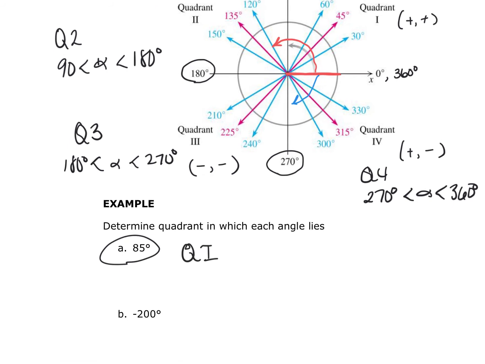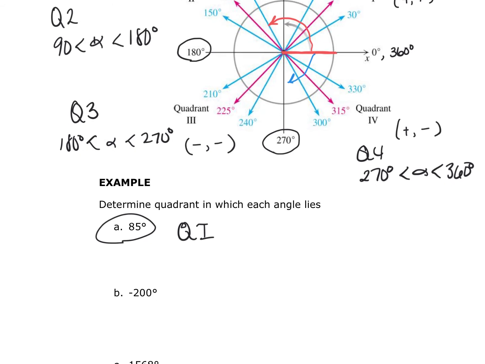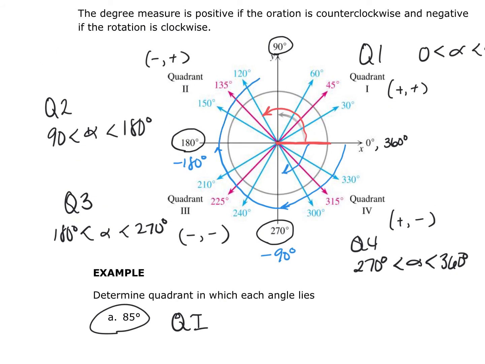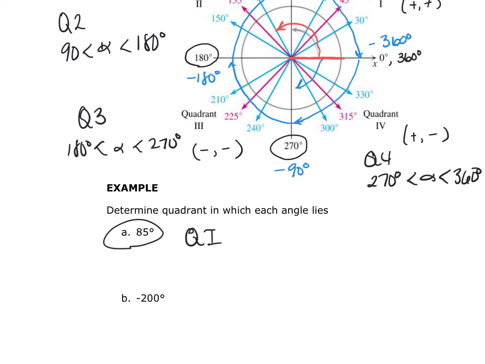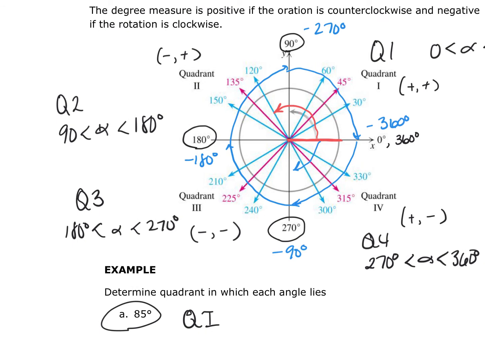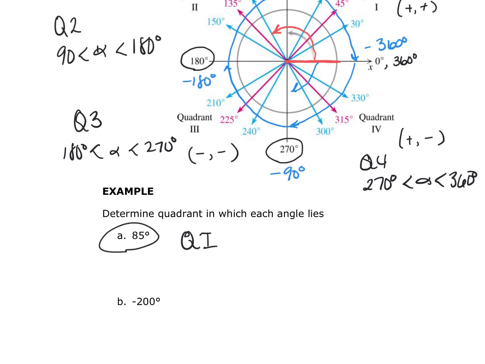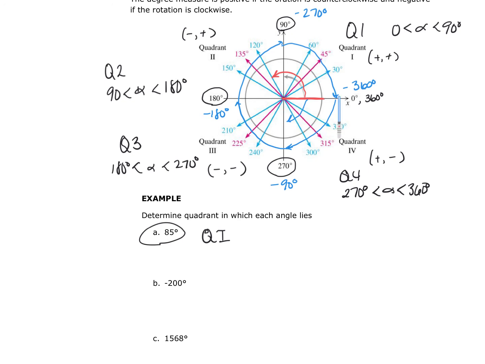Now this is a negative 200. So if we were to go backwards in this direction, this is a negative 90 degrees. This is a negative 180 degrees. And then this becomes a negative 270 degrees. And lastly, going backwards, this is a negative 360 degrees. So 200 is between 180 and 270. It's a negative 200, so going in the backwards direction, I'm going to go from negative 180 to negative 270. So I actually land in quadrant number 2.